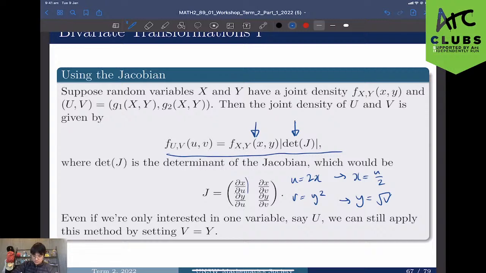So here, dx/du, so that's going to be doing partial differentiation of x with respect to u. So if we have x equals u/2, dx/du is equal to half. And since there's no v in the x, dx/dv is equal to 0. And the same thing is done for y.